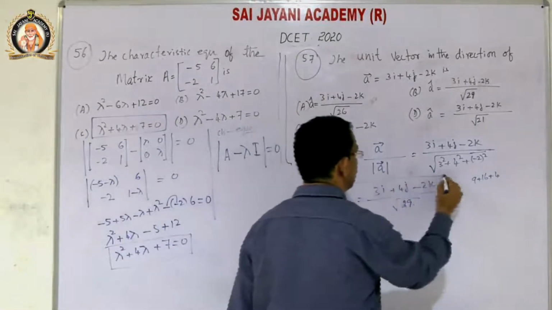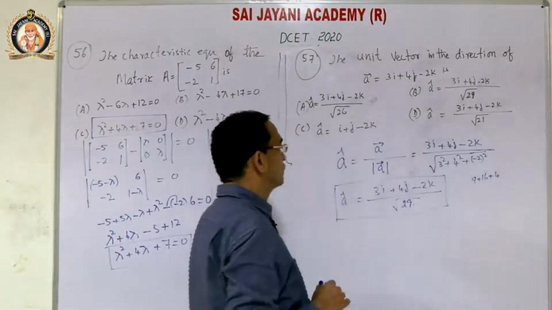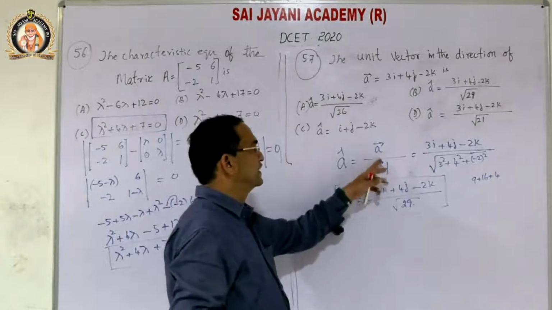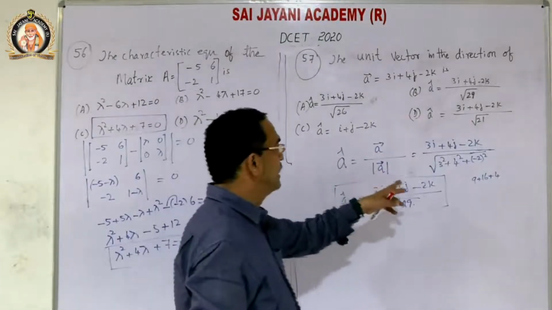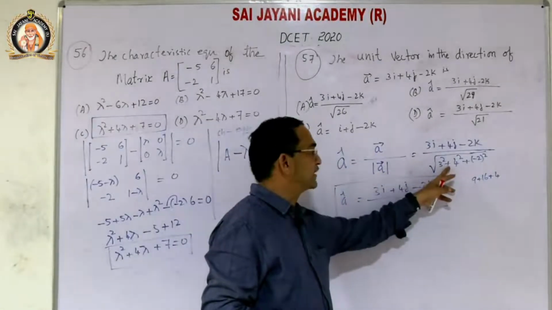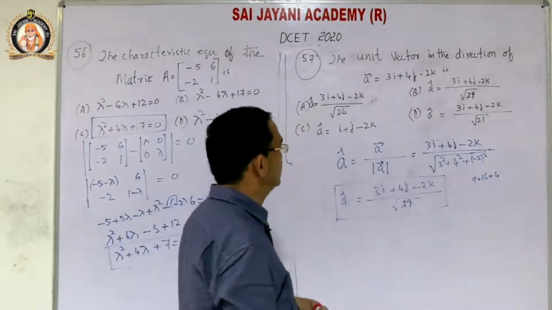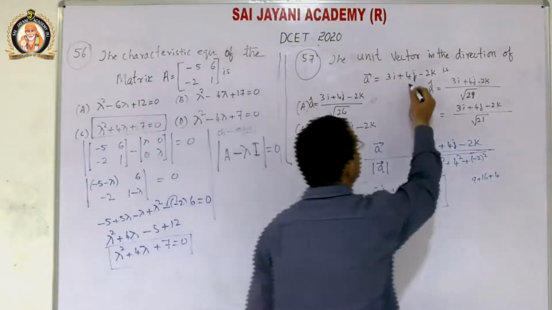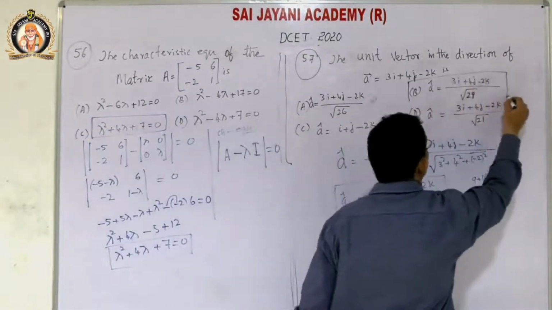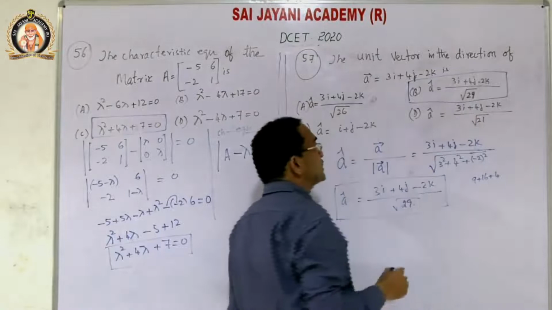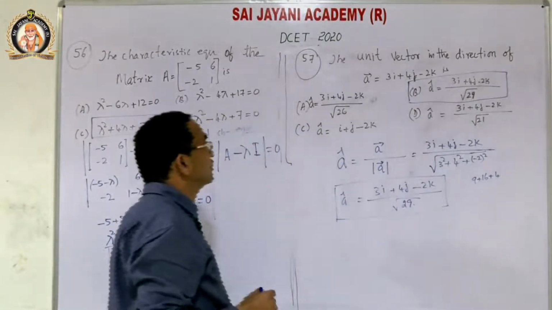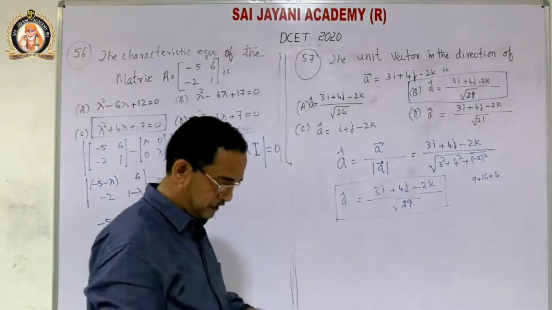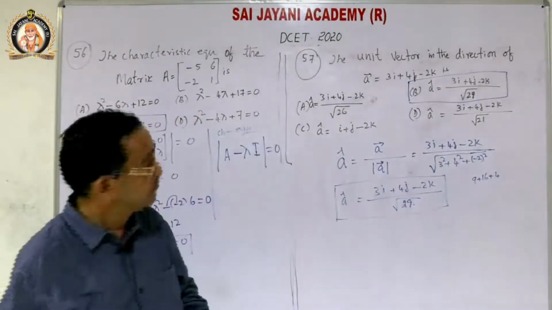Now we have to check which is the right answer in this problem. So I hope all of you are understanding that unit vector can be defined as A vector over magnitude of A vector, and how to find the magnitude of a vector. While simplifying this, you will get the answer. So now you check which is the right answer. B is the right answer for this problem. Is it not? 3i plus 4j minus 2k over root 29, right? So this way we can solve this question number 57.